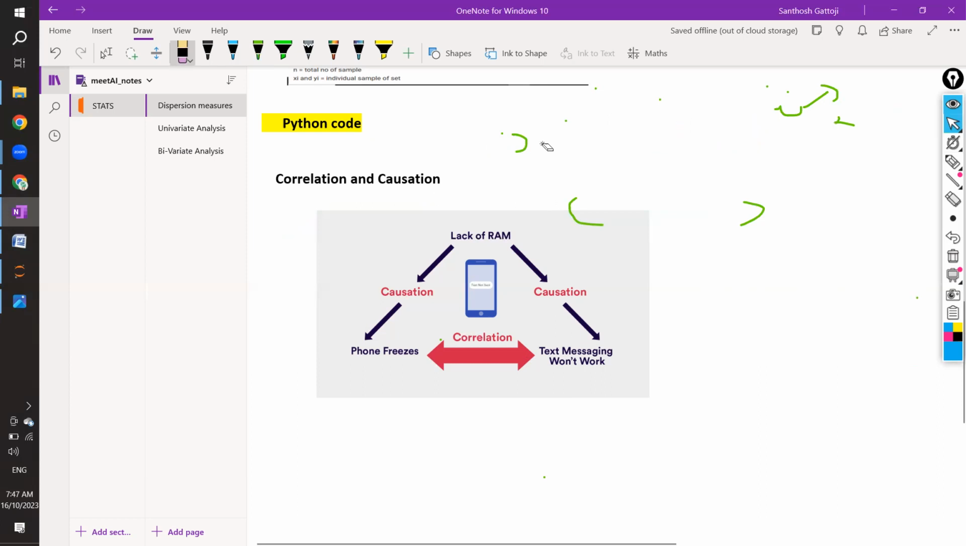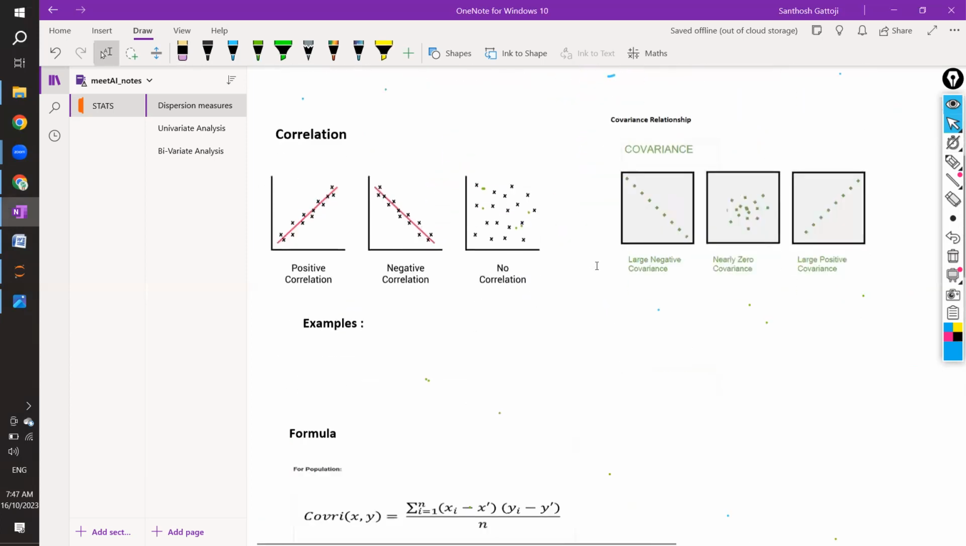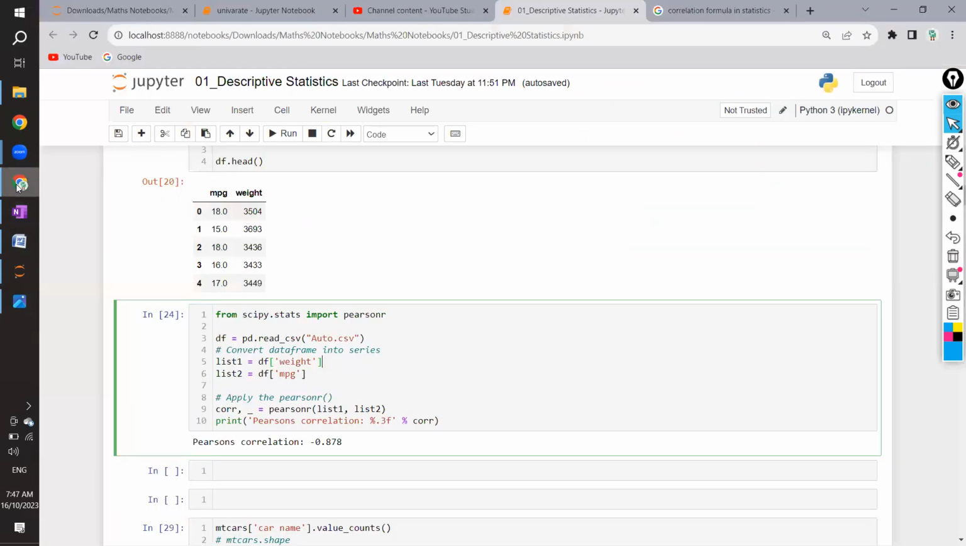I hope that you got the idea on the causation part. This is just for understanding for interview purposes. But just try to revise the correlation concepts, the code and the concepts part.